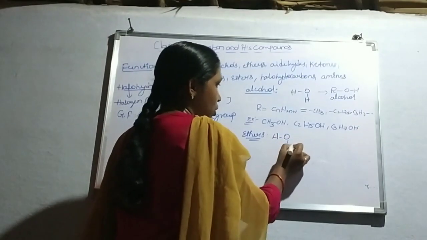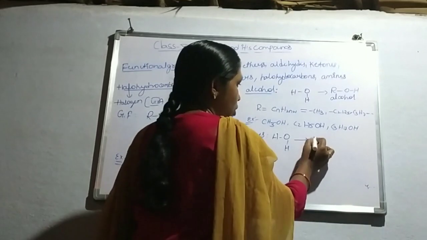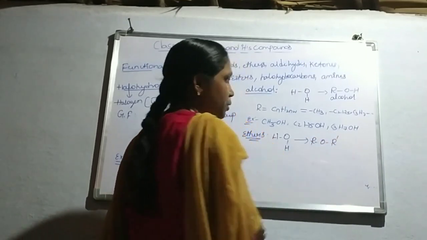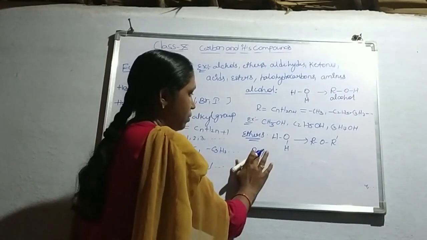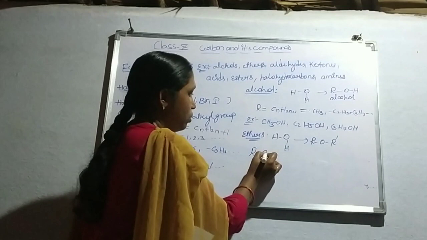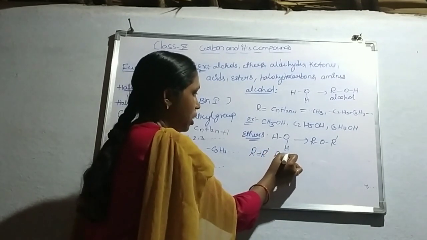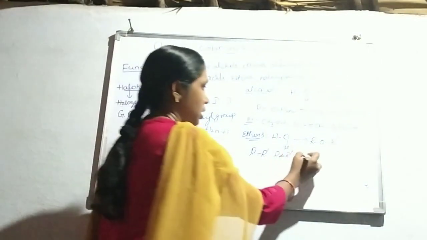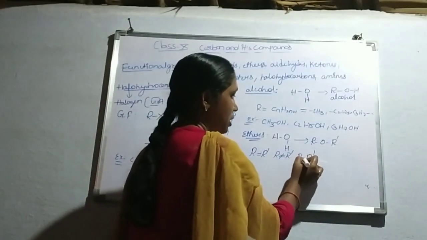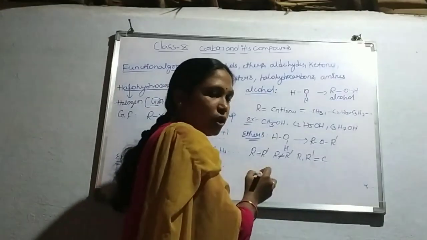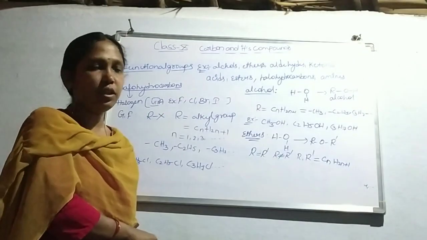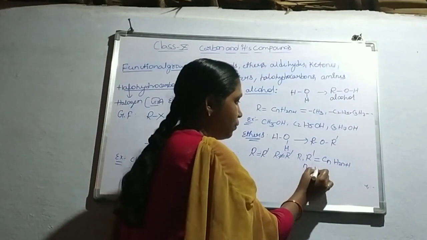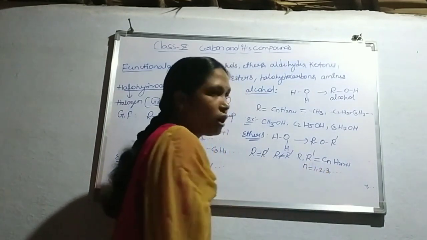HOH. Two hydrogens are replaced with two similar alkyl groups or different alkyl groups, where R equals R dash or R is not equal to R dash, but R and R dash have the same general formula, that is CnH2n+1, where n also starts from 1, 2, 3, and so on.